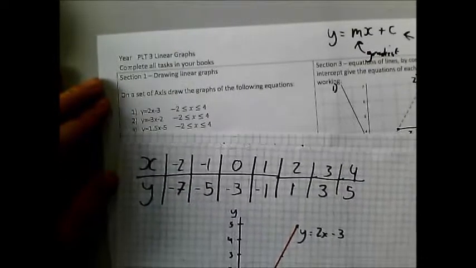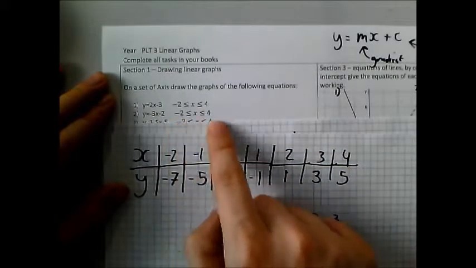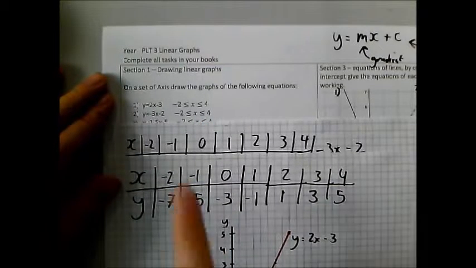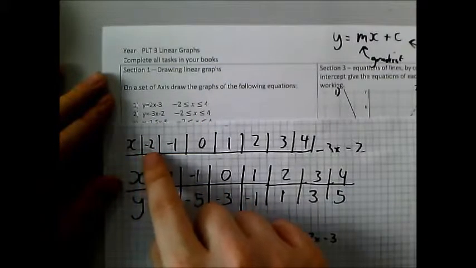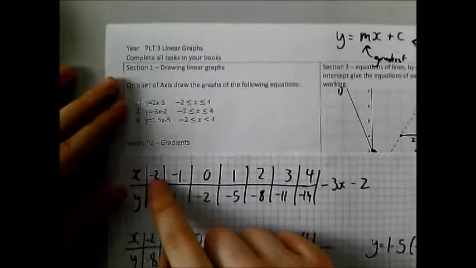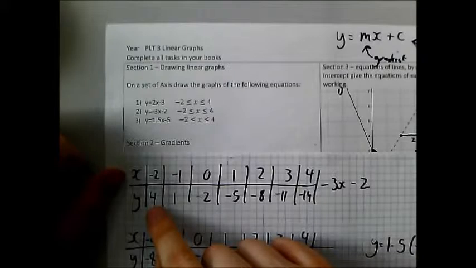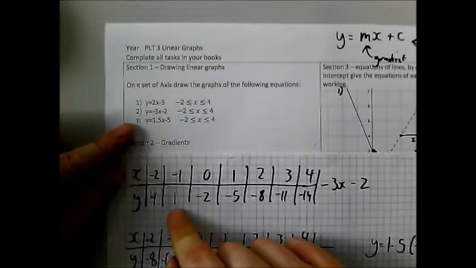So we have y equals -3x minus 2 for the same range. So my step 1 was to do my x values from -2 to 4, and I then got my y values. So -2 times -3 is +6, take off 2 is 4. -1 times -3 is +3, take off 2, 1.